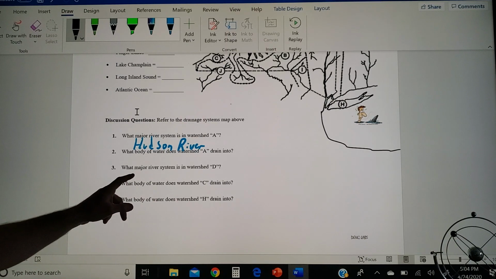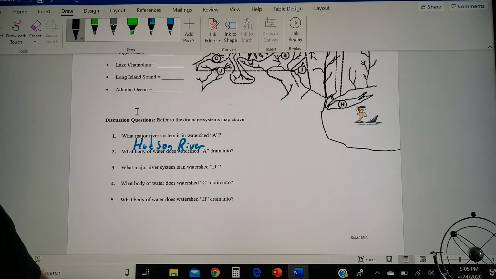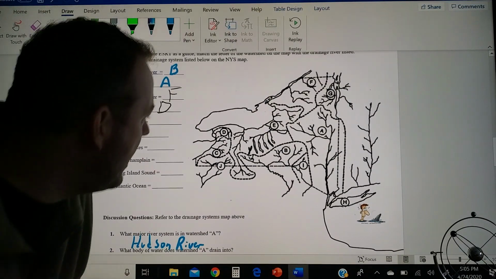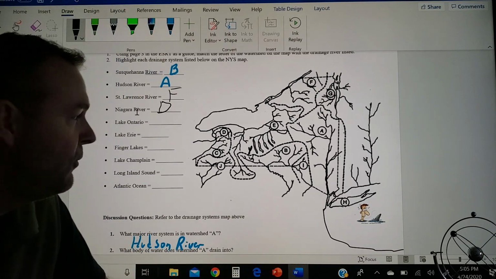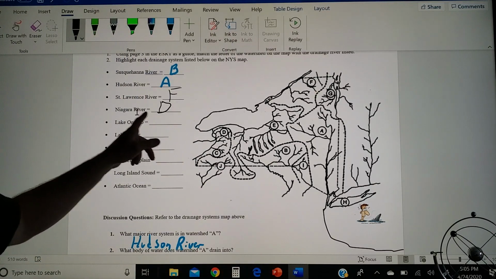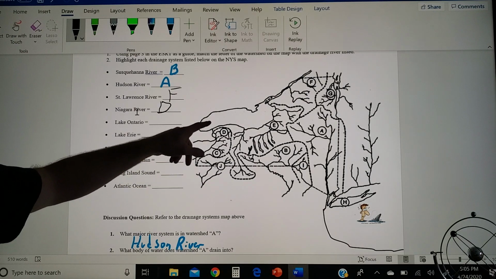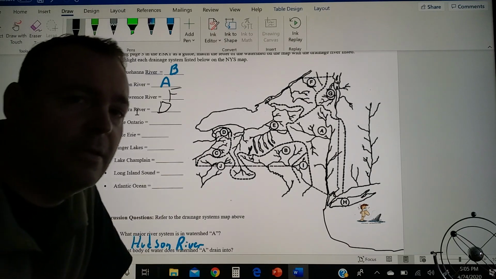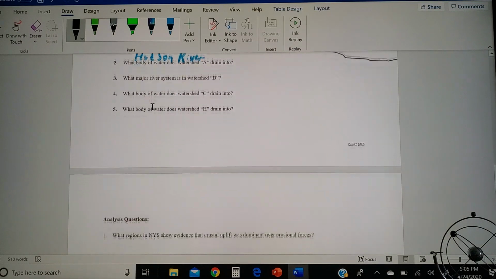I'll do one more here. What major river system is in watershed D? So I go back to the map. Watershed D is over here, and that's where we just pointed out, right? That's the Niagara Falls area. So that, again, is your Niagara River, and eventually that will flow north, like we said, into Lake Ontario. Okay? So finish those up there.